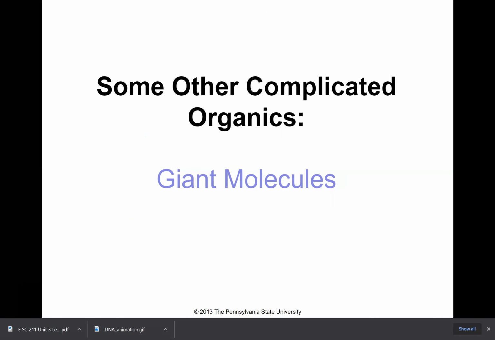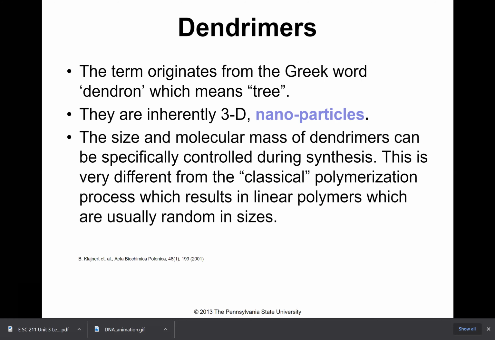Some other complicated organics. We've touched on some of these too, and this gets a little bit more into another look at giant molecules. So things called dendrimers. The term originates from the Greek word dendron, which means tree. They're inherently 3D nanoparticles, so they have three dimensions as opposed to graphene, which is really only two dimensions. The size and molecular mass of dendrimers can be specifically controlled during synthesis. That's important. We have the capabilities to do that now. This is very different from the classical polymerization process, which results in linear polymers, which are usually random in sizes.